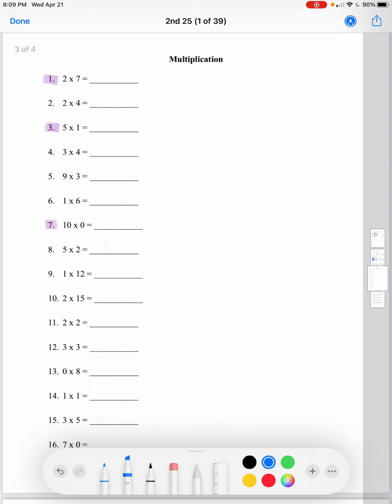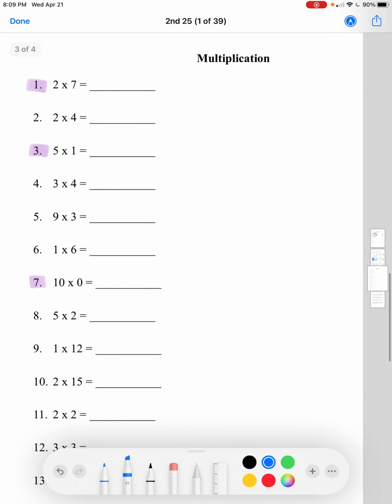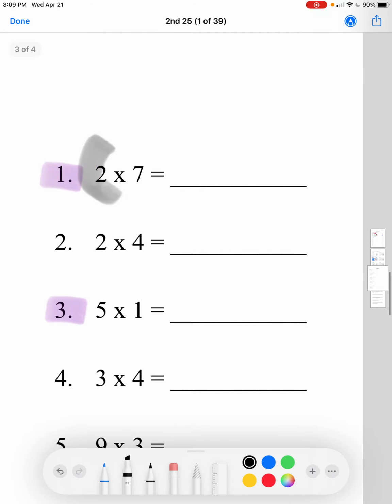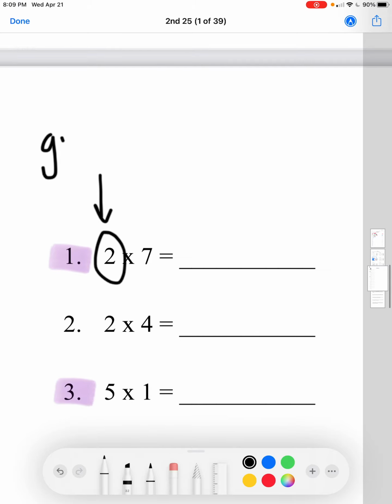Now we're going to go over multiplication. Let's start with number 1. We have 2 times 7 equals blank. So remember, the first number is the groups. How many groups there are going to be.